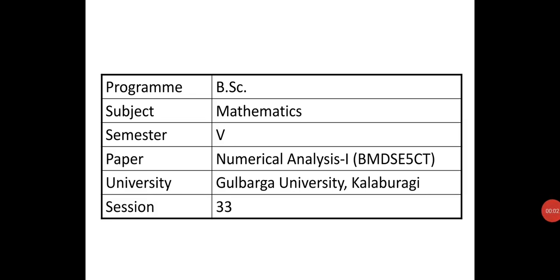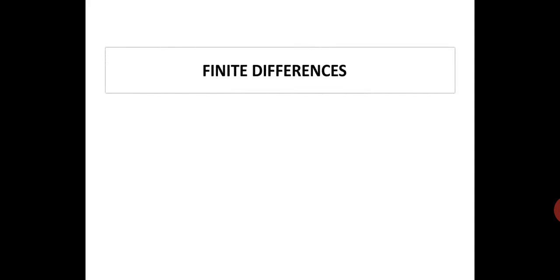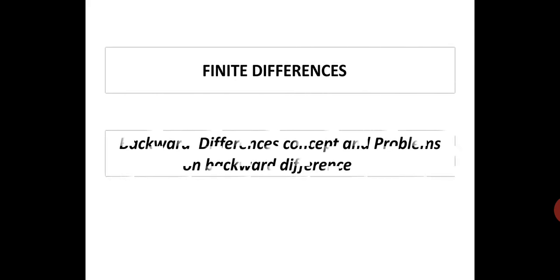Welcome to the 33rd session of LMS for BSc students of mathematics subject for the 5th semester. The paper is numerical analysis. So the topic is finite difference, which is the third unit in our syllabus, under which we are going to learn today the backward difference concept and problems on backward difference.